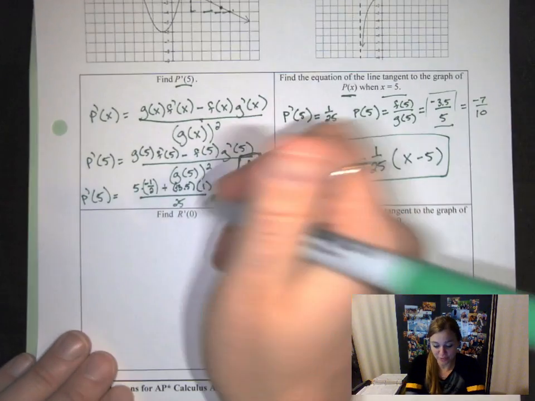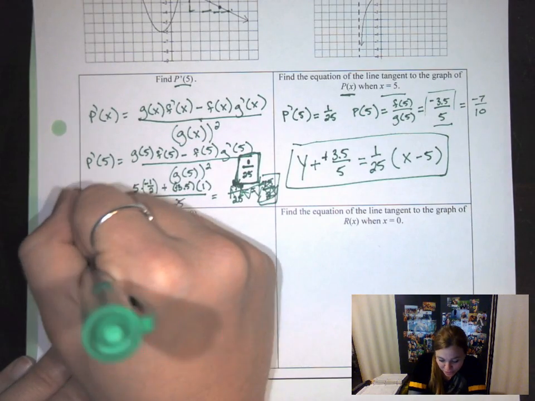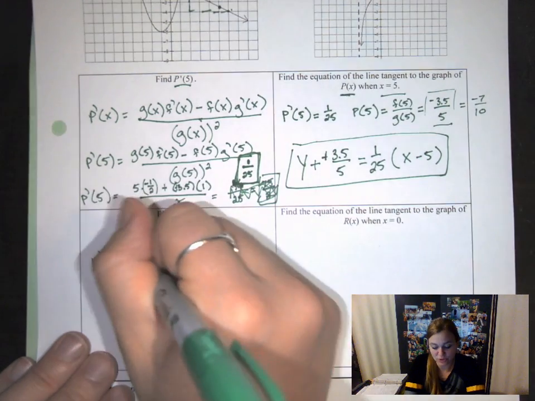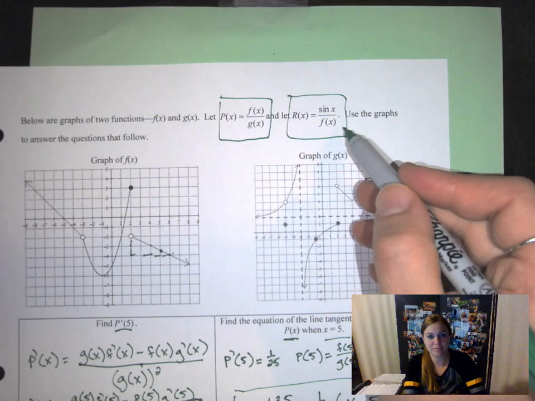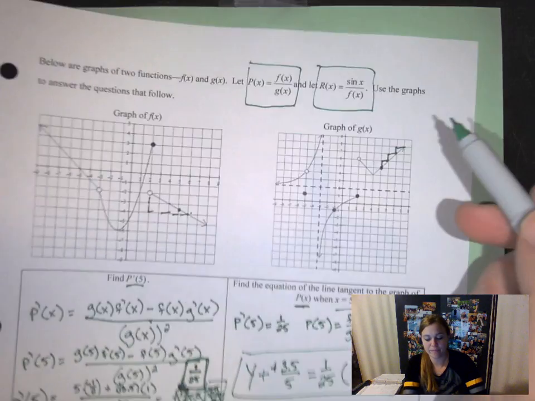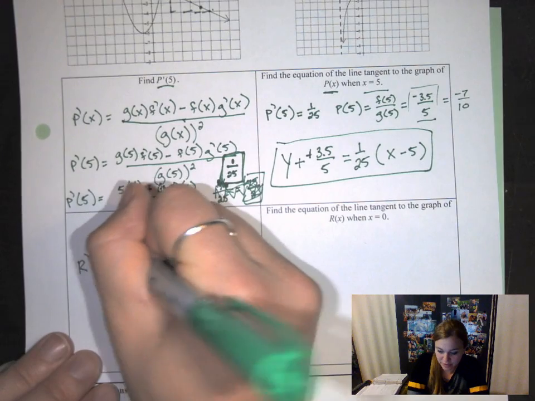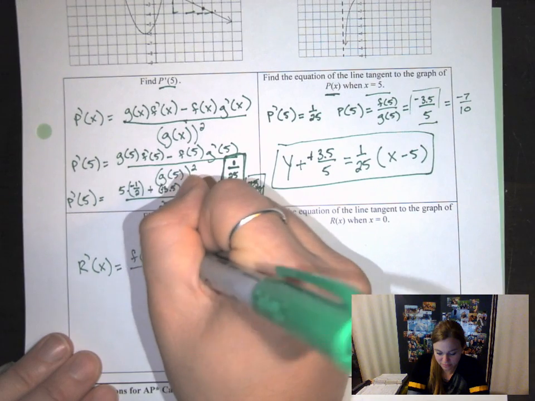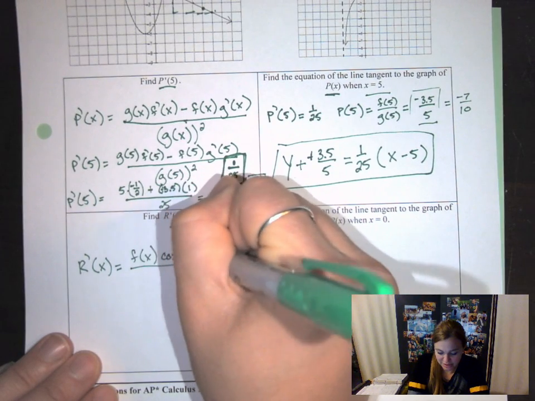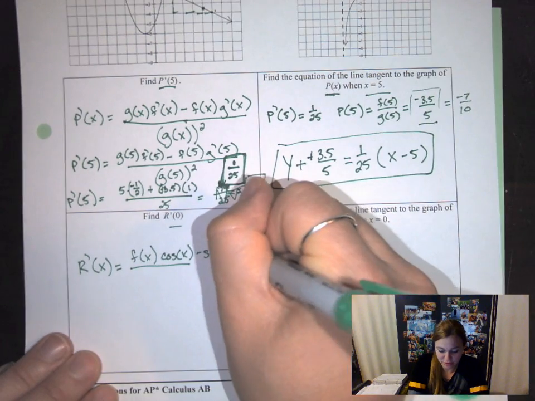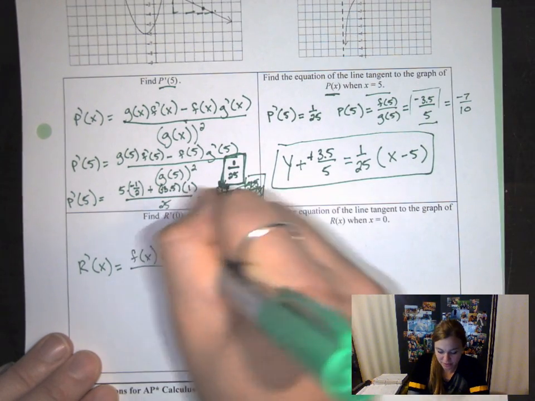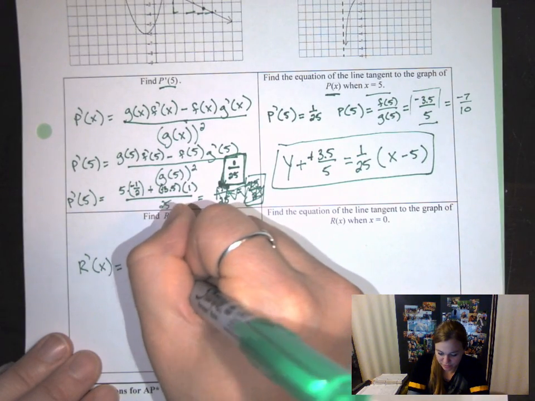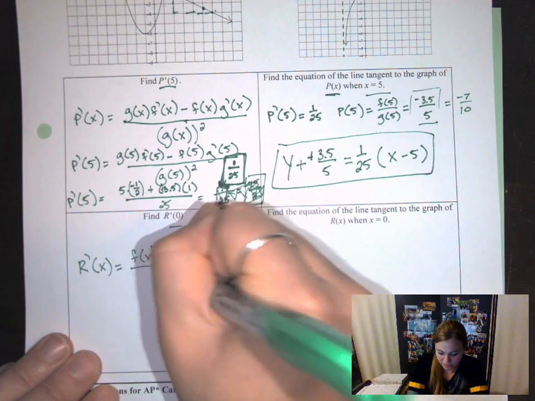R prime of 0, which means I get to do something with R prime of x. So if you haven't already, find the derivative. So R of x, remember, is up here. Ready, go. Okay, I'm going to do bottom times the derivative of the top. The derivative of sine is cosine minus the top, which is sine, times the derivative of the bottom, which would be f prime of x, over the bottom squared. The bottom squared would be f of x squared.